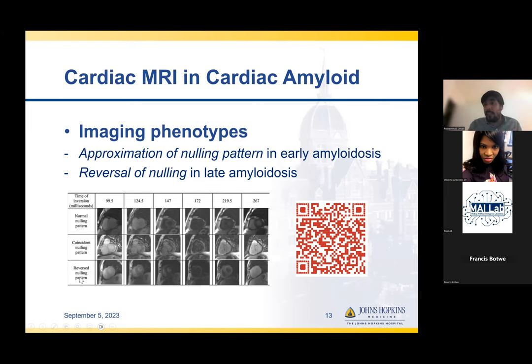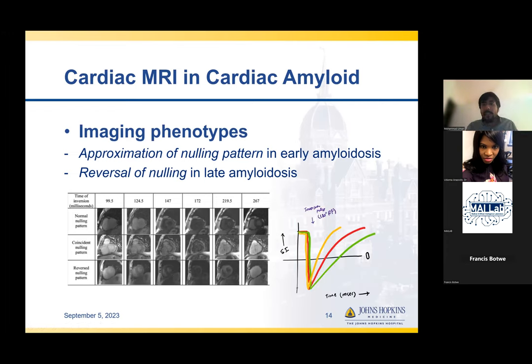The other pattern is reversed. You're trying to null the myocardium, and the myocardium nulls first, and then the blood pool nulls, because there's just too much scar in the myocardium, so it's holding on to gadolinium and T1 is short. And conceptually, to understand it, here's the signal intensity on the y-axis.